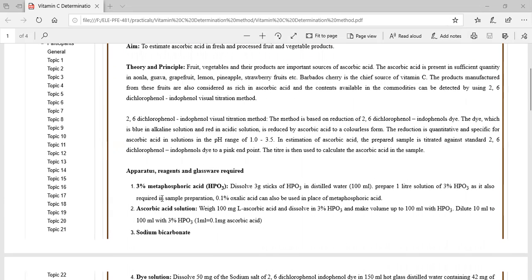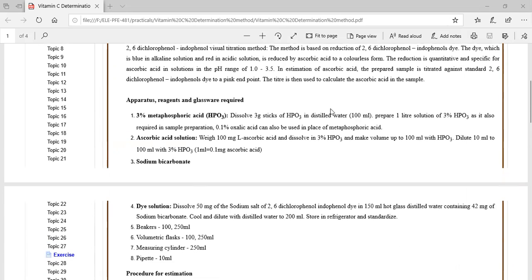Now we will learn about the apparatus, reagents and glassware required for this experiment. So the reagents are 3% metaphosphoric acid, HPO3. To form this solution, dissolve 3 grams of HPO3 sticks in distilled water, taking 100 ml. Prepare a 1 liter solution of 3% HPO3, as it is also required in the sample preparation. 0.1% oxalic acid can be used in place of metaphosphoric acid. Instead of metaphosphoric acid, you can also use oxalic acid at 0.1%.